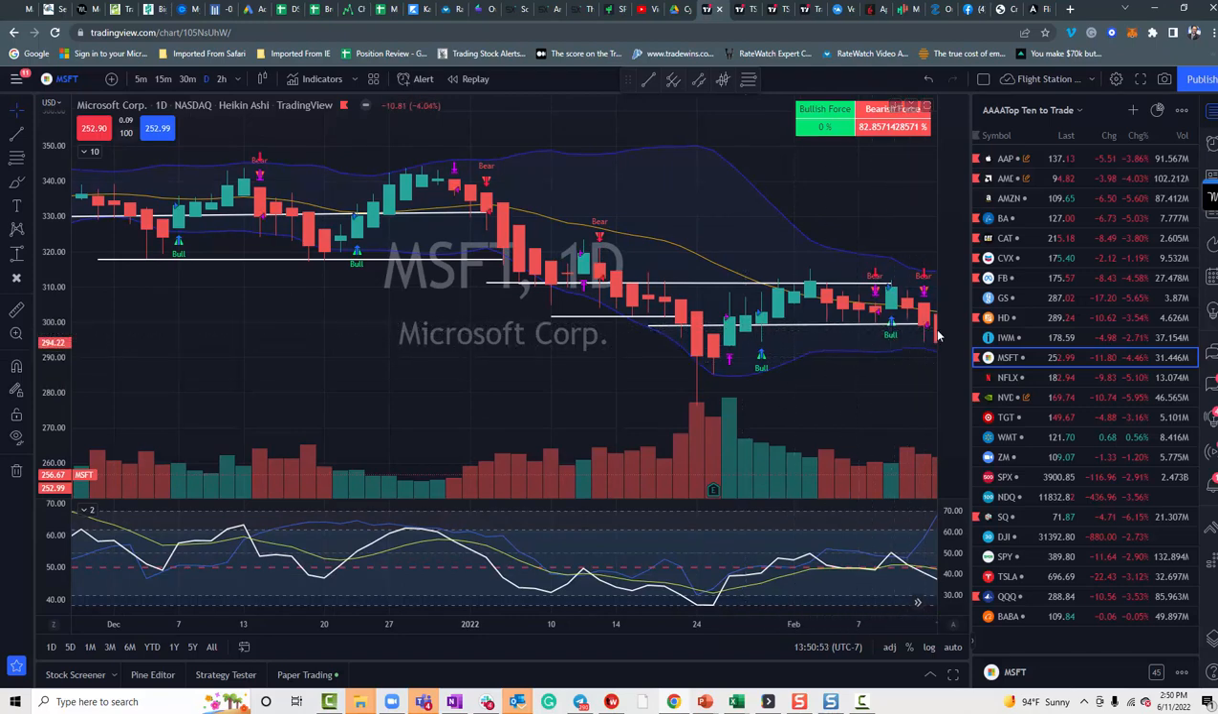Okay, so we got a signal. We got a break below here. We are going to enter this trade as long as this wick is not too close. That's only 1 point from here to here.